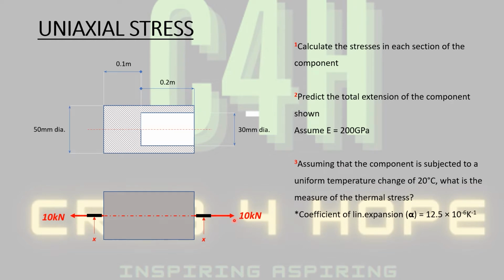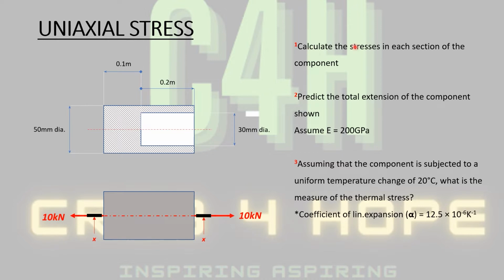Let's look at another example. So this time we've been given a component, a bar, which has an outer diameter of 50 millimeters, but it's got a blind hole in it. And that blind hole has a depth of 0.2 meters and a diameter of 30 millimeters. That component is being subjected to a tensile load of 10 kilonewtons, and we've been tasked to do the following.